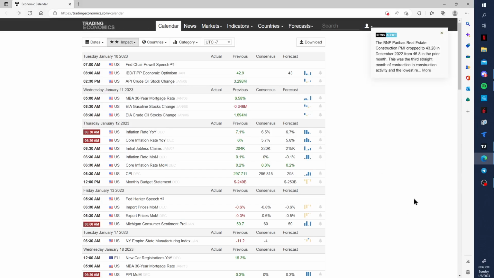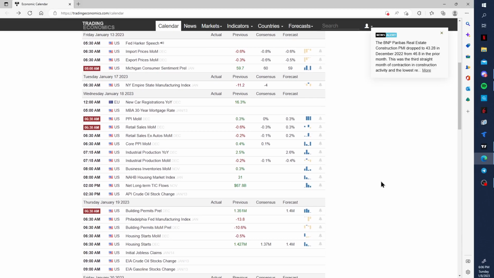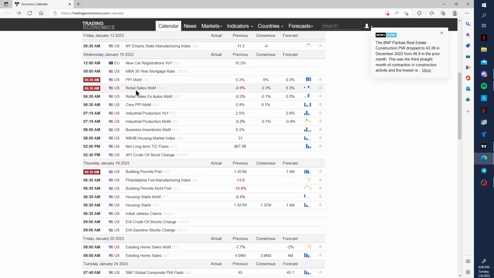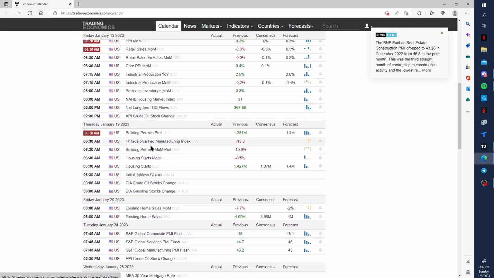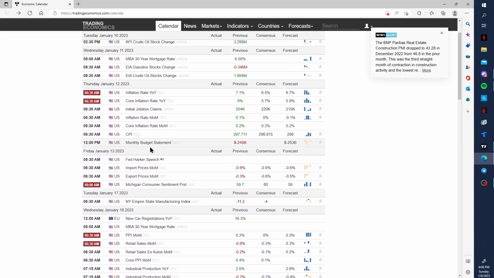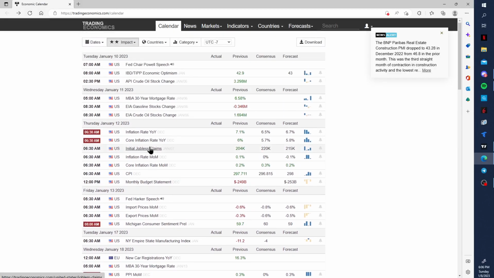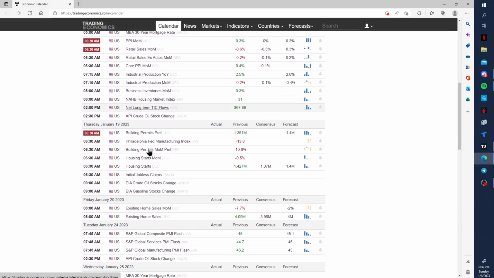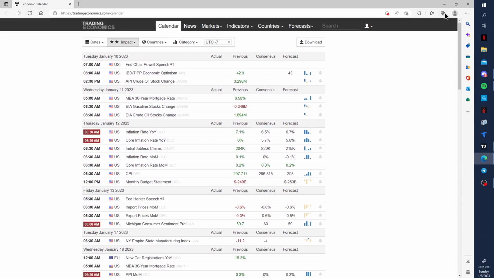Now our next big news week, I think, is we have PPI on the 18th. I think it's CPI and then the PPI, and then we have consumer sentiment on the 27th again. I think that's about it for the news. It's nothing crazy this month, to be honest with you.